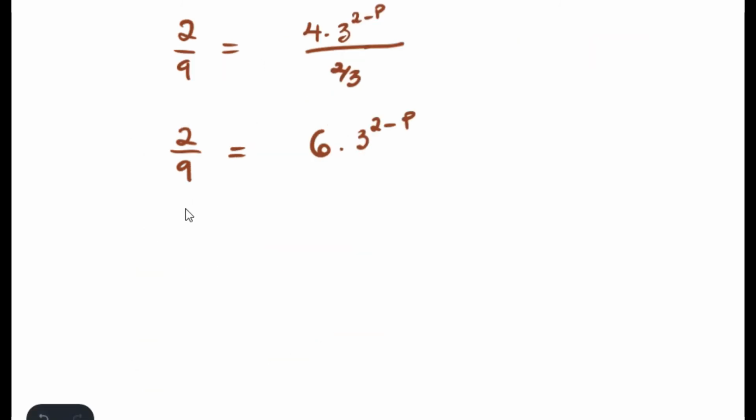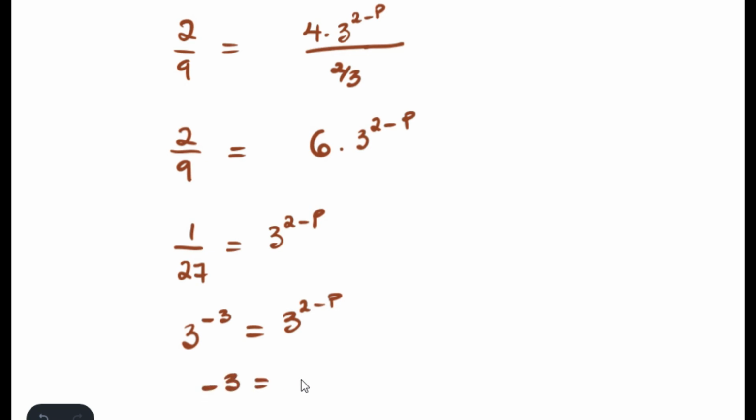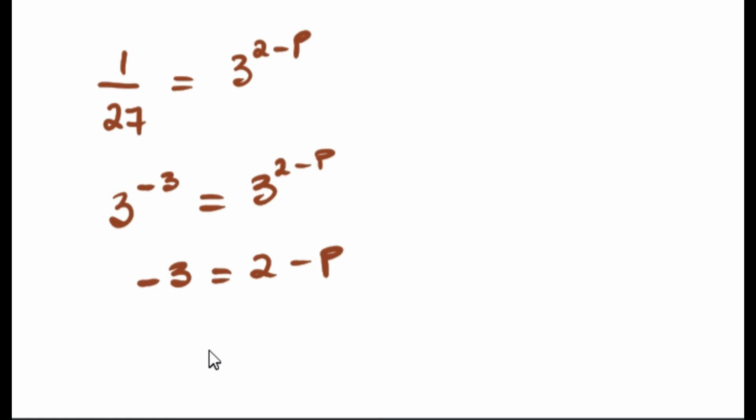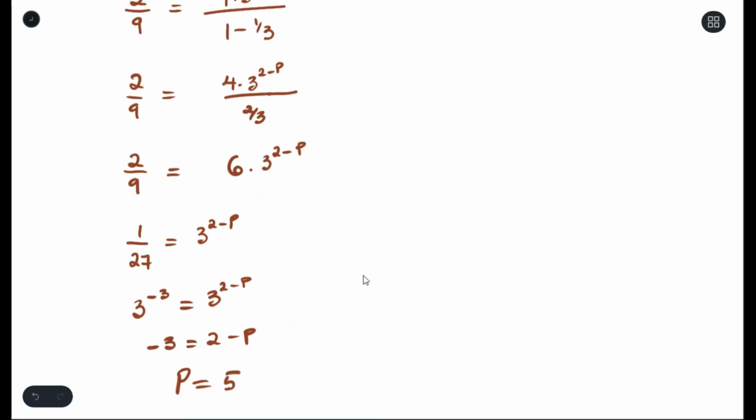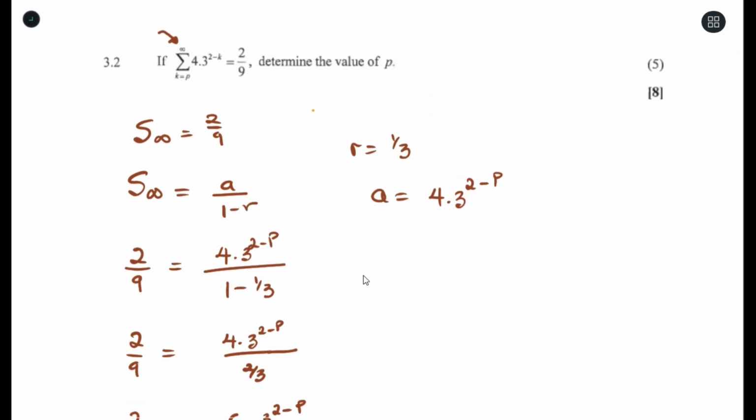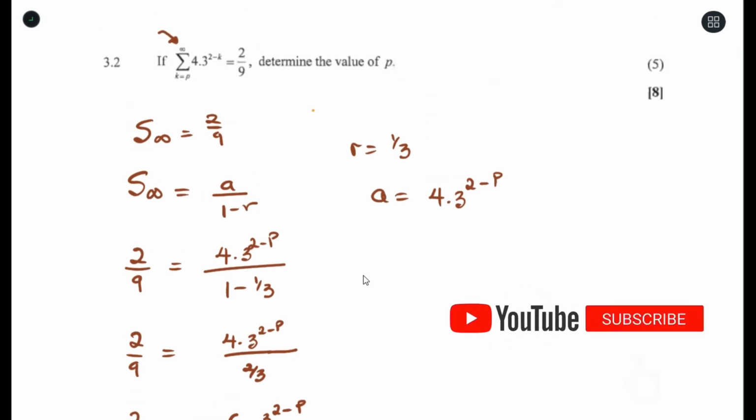Divide both sides by 6. Change 1 over 27 into exponents. And the final simplification, p would be equal to 5. And that's it. So this is exactly how they wanted you to answer this particular question to find your value for p.